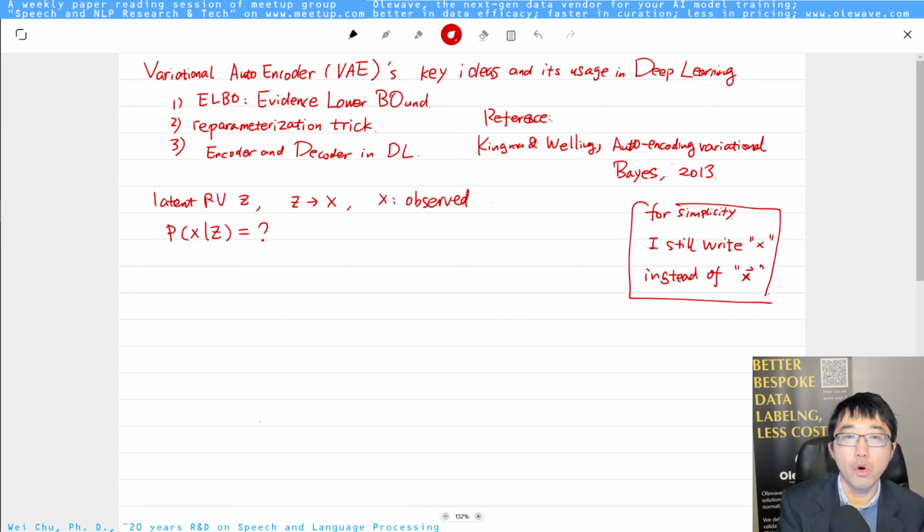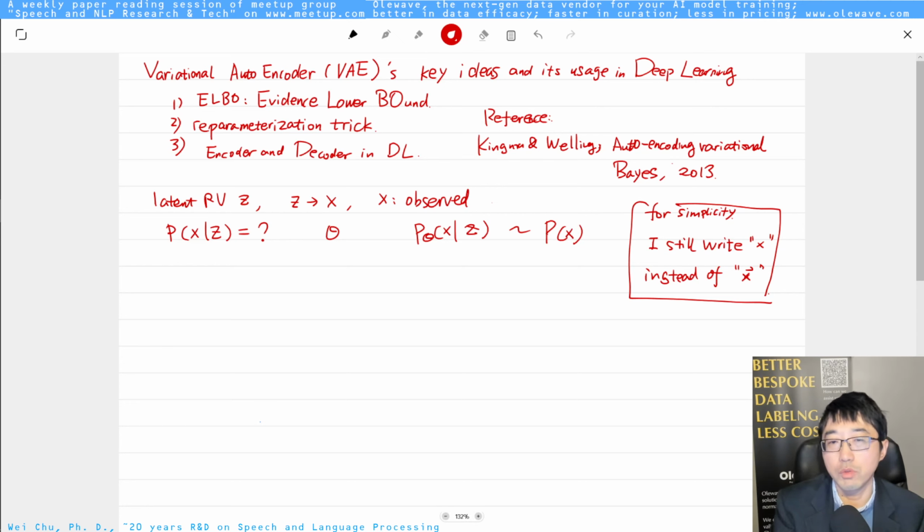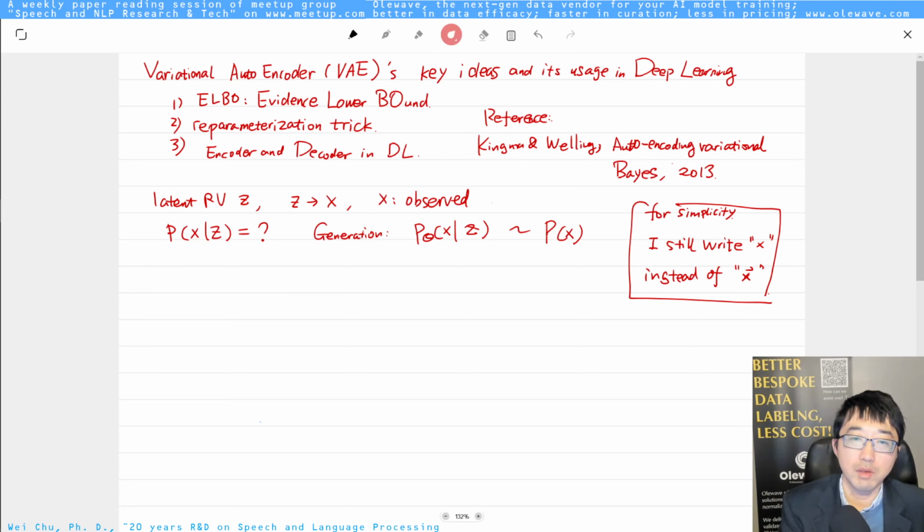And for this we can set a parameter, let's call that theta. The goal is to have this be as close to P of X, the real world samples distribution, as possible. And you can see this is indeed called the generation. Of course, if you want to generate something, you have to estimate something, right?